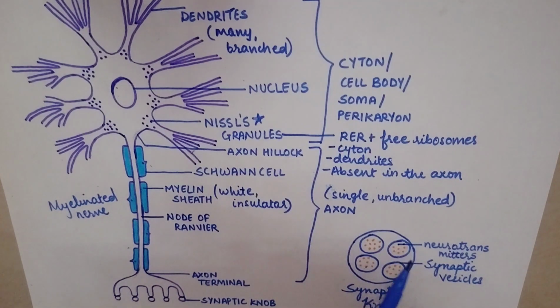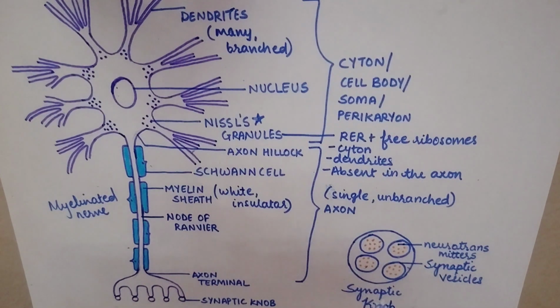See, in this synaptic knob there are many synaptic vesicles. Vesicles will carry something. So here the synaptic vesicles are carrying many neurotransmitters inside them. So all these are neurotransmitters present in the synaptic vesicles, and many synaptic vesicles are present in a single synaptic knob. Okay, so these neurotransmitters are nothing but chemical messengers.